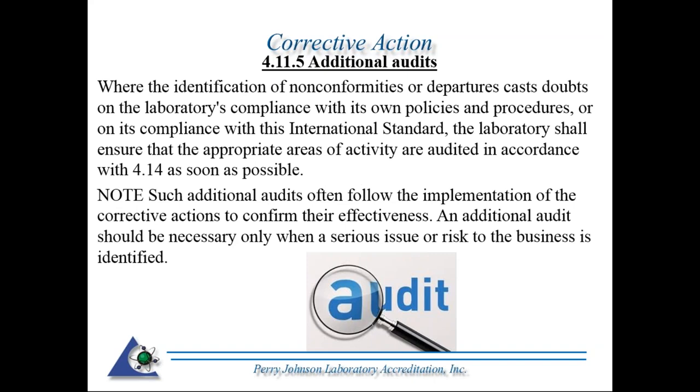Lastly, under corrective action is section 4.11.5, additional audits. Basically what this states, right from the standard, is that where the identification of nonconformances or departures casts doubt on the laboratory's compliance with its own policies and procedures or with the international standard, the laboratory shall ensure that the appropriate areas of activity are audited in accordance with 4.14 as soon as possible. As a further note, such additional audit shall follow the implementation of corrective action to confirm its effectiveness. An additional audit should be necessary only when a serious issue or risk to the business is identified.